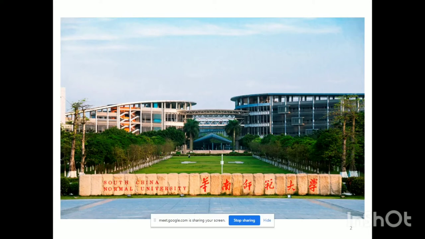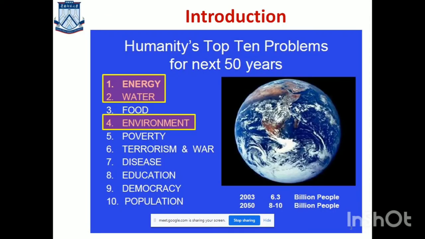Before we go into the depth of our presentation, let me show what is happening around us. This is humanity's top 10 problems for the next 50 years. The first problem is the energy demand, followed by water and food, the environment, and it goes on. The research community tries to focus mainly on energy demand and water-based research, and also has more interest in environment-related issues. So these three are very important. We have to focus on them to keep our globe in a proper manner.